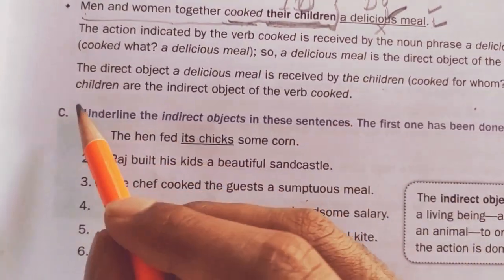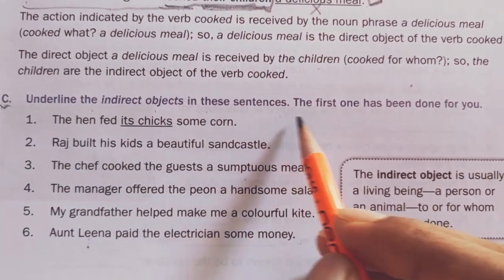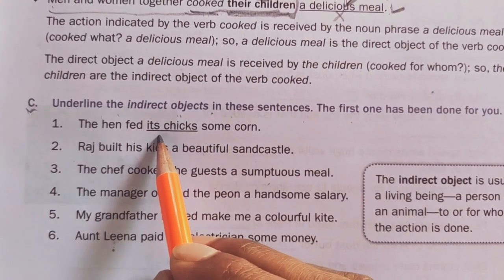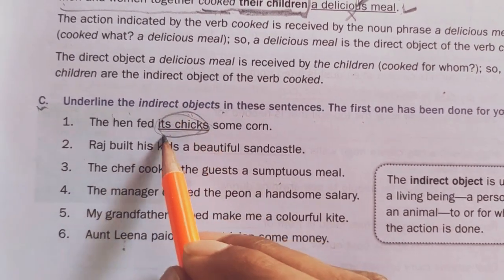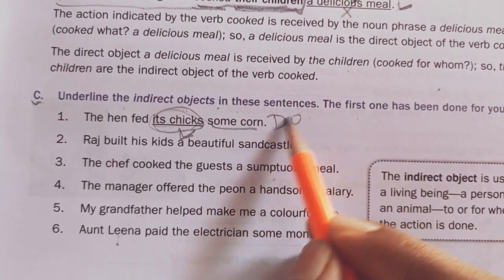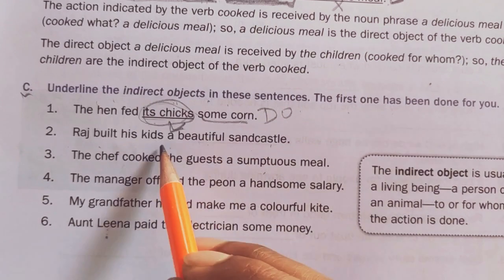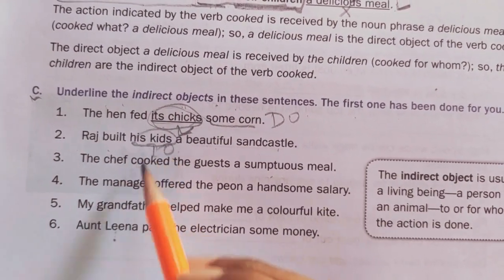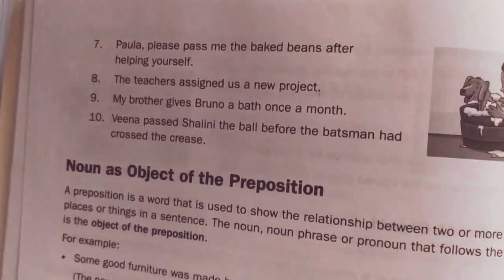So in section C, underline the indirect objects in the sentences. The first one has been done. Here this is the indirect object. Some corn is the direct object. Number 2, Raj built his kids a beautiful sand castle. His kids, indirect object. So section C remains with you to complete.